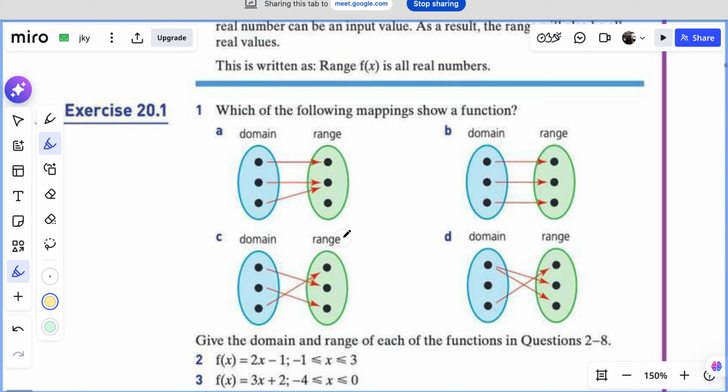So you say f inverse of x is equal to what we just obtained: x minus 3 over 2.